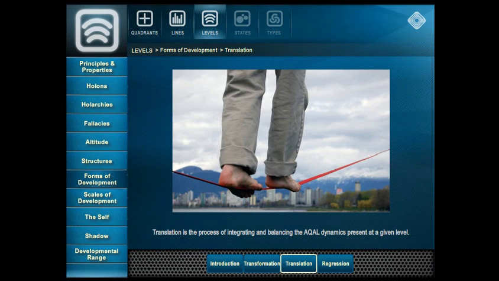Translation is the process of integrating and balancing the AQAL dynamics present at a given level. In a broad sense, it's the movement of making sense of your quadrants, lines, states, and types at your current structure.